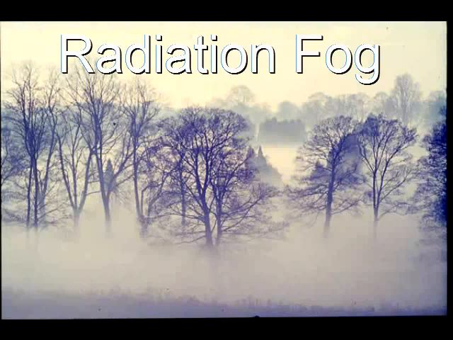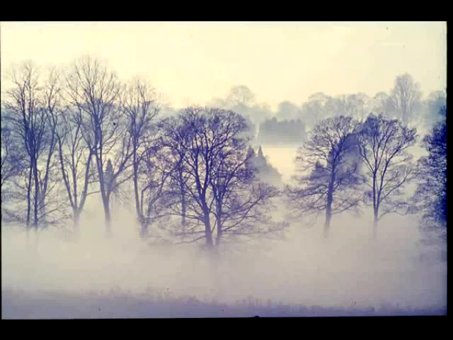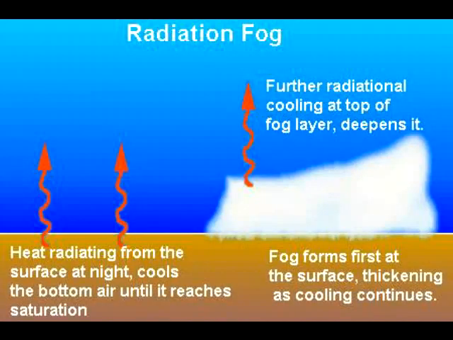Radiation fog occurs when near surface air chills to saturation, typically through terrestrial radiation loss on clear, cool nights. After sunrise, the fog evaporates due to surface heating. This illustration shows how radiation fog is formed.